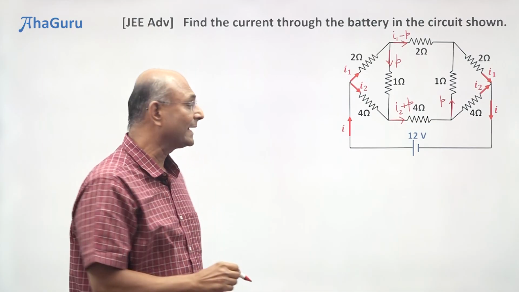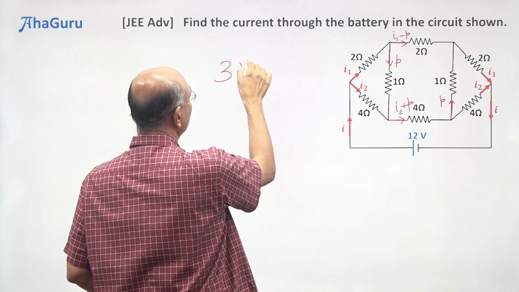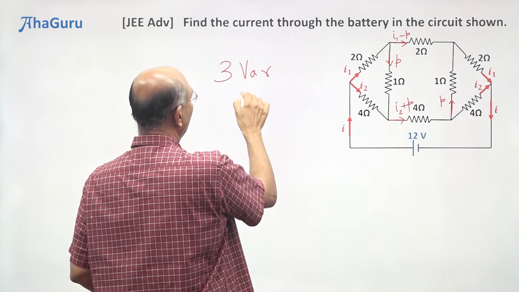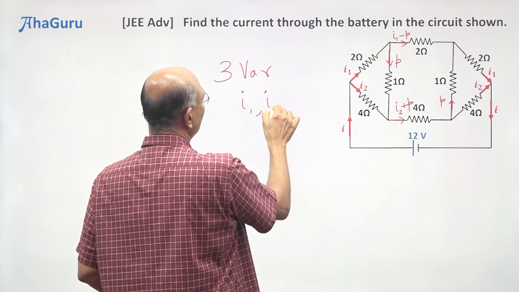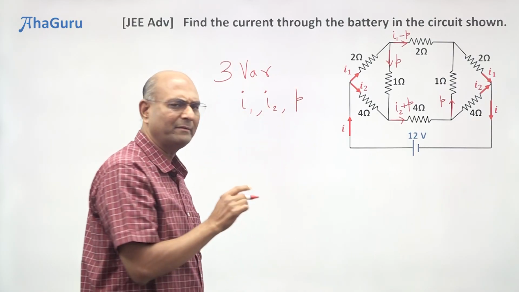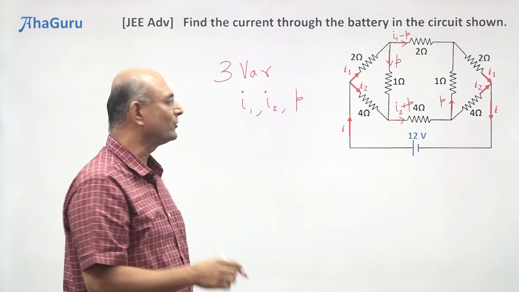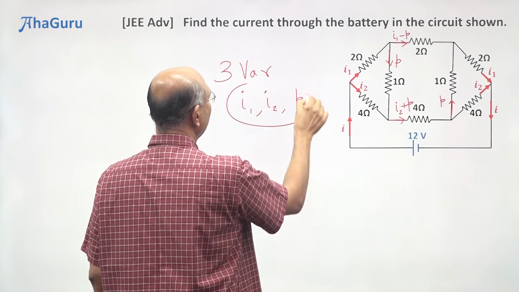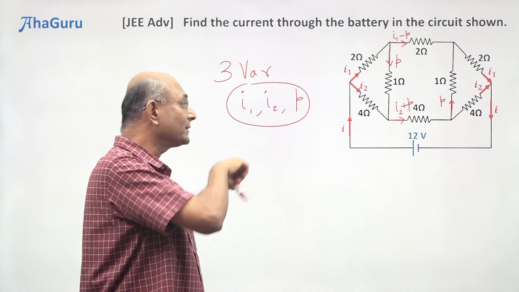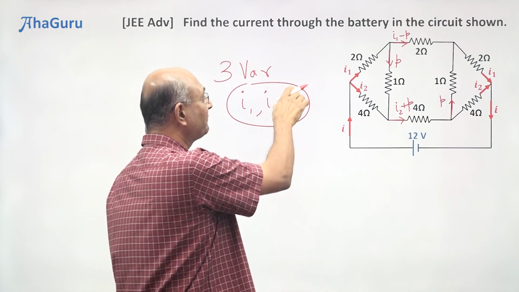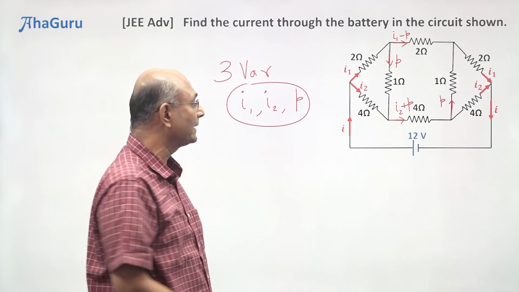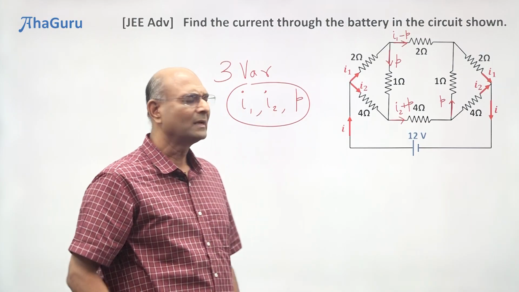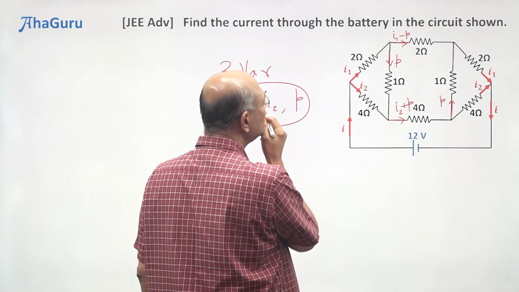How many variables are there? 3 variables, right? I1, I2, P. Now you can say, wait, what about I? I is I1 plus I2, no? So there are 3 variables, 3 unknowns. So I need 3 equations to solve. And if I solve and I find I1 and I2, I can figure out what is I. Remember, the question is to find I. How will I write the 3 equations?